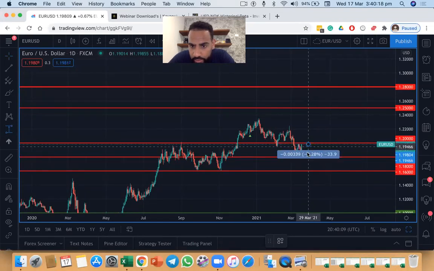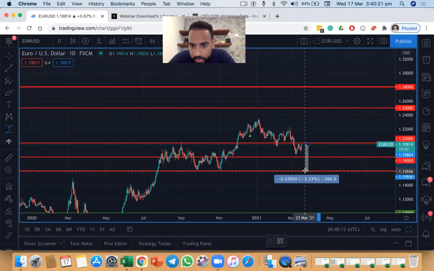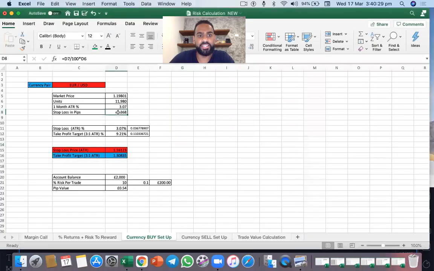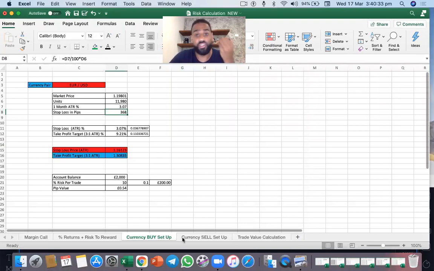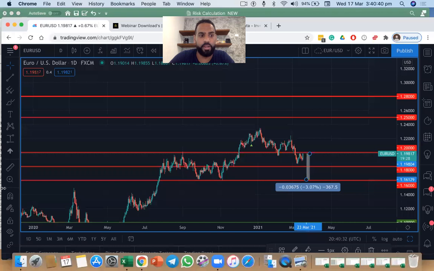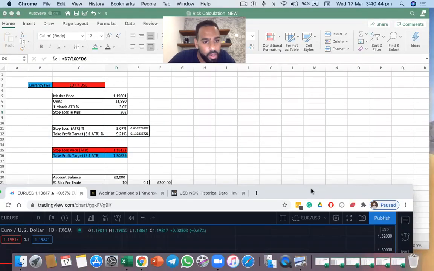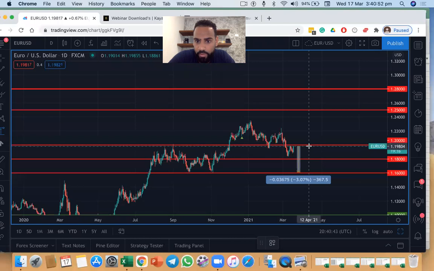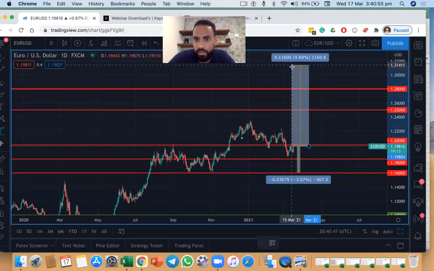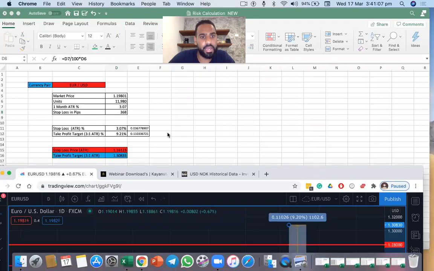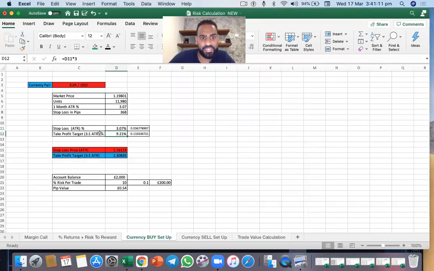So from the current price, here we go, 3.07%, 367 points, 368 points. So bang on the money. The spreadsheet literally got that to the T, how much we have to place our stop loss by in the markets. And it said our take profit target had to be 9.21%. So from the current price, 9.21%, and it was 1,102 points. And we get the exact same price in the markets.